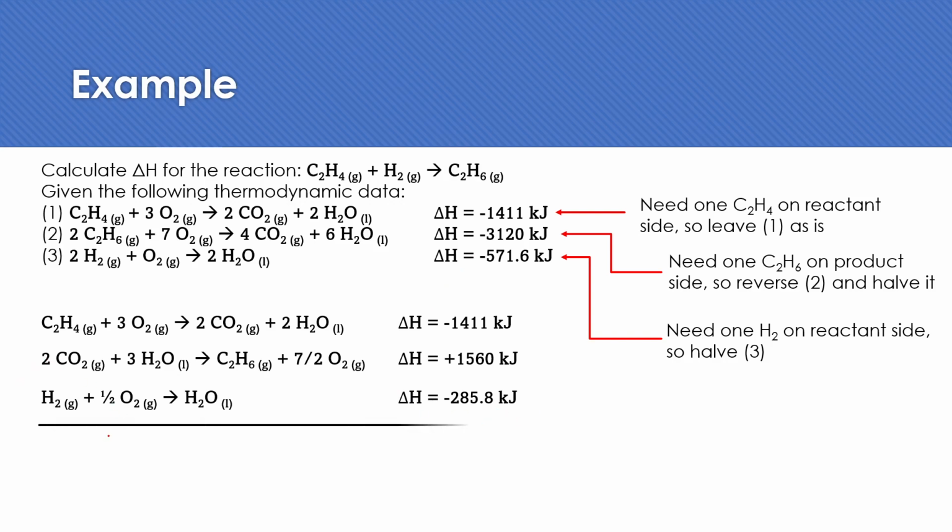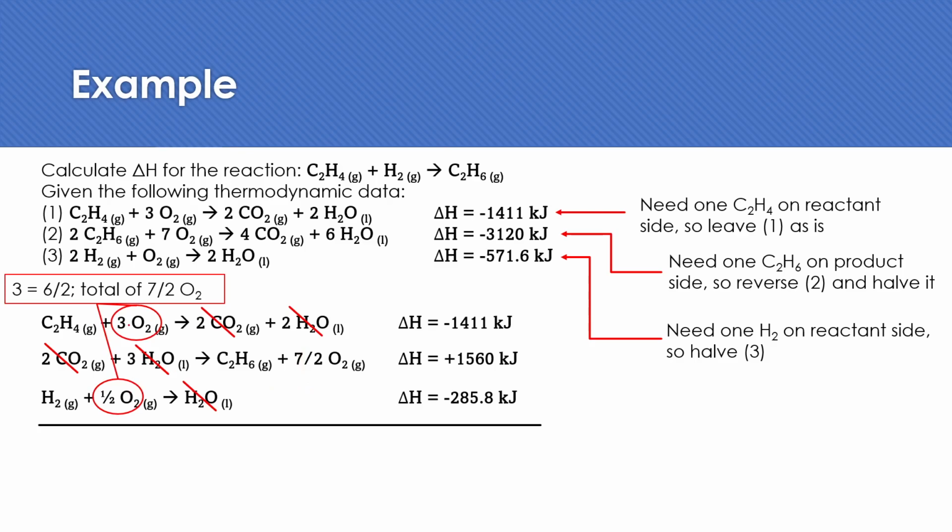And so now I need to sum these up and make sure that everything cancels to give me the reaction I want. So 2 CO2s on both sides. That's easy to see how that cancels. Here, we actually have 2 waters here and 1 water here, which is 3. So 3 waters on the left and 1, 2, 3 waters on the right. Those are going to cancel out. And then if I look, I have 3 O2s and half an O2, which is a total. So 3 is equal to 6 over 2. So I have a total of 7 halves O2. And over here, I have 7 halves O2. So the O2s actually cancel perfectly.